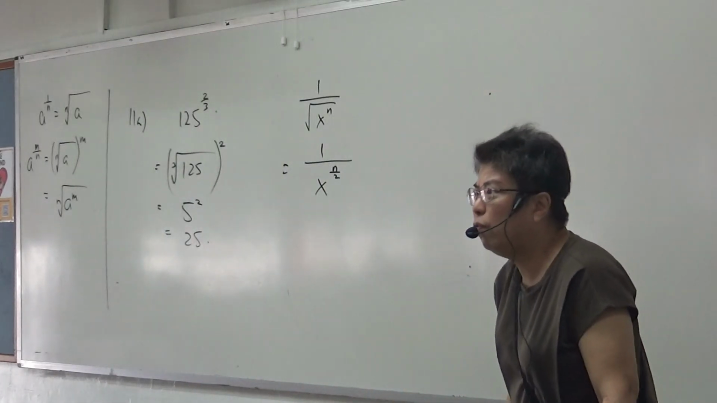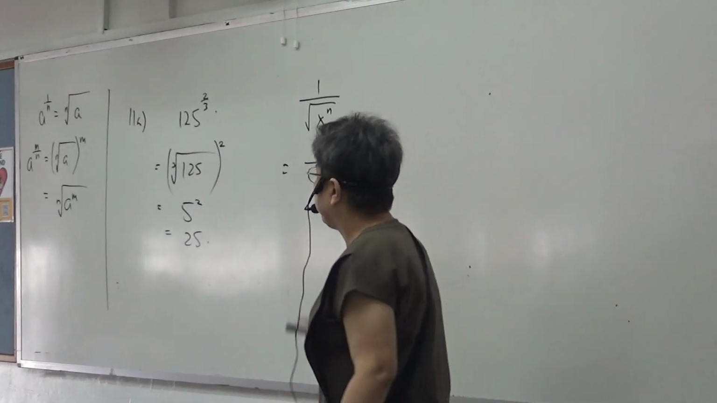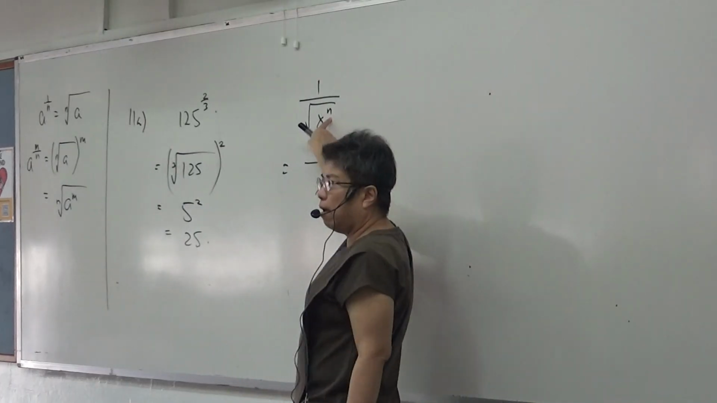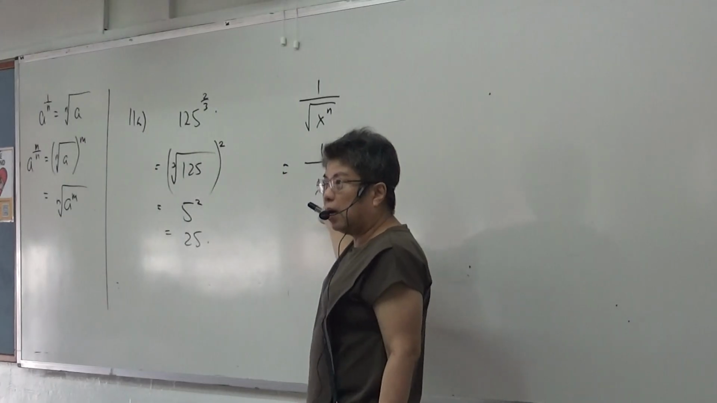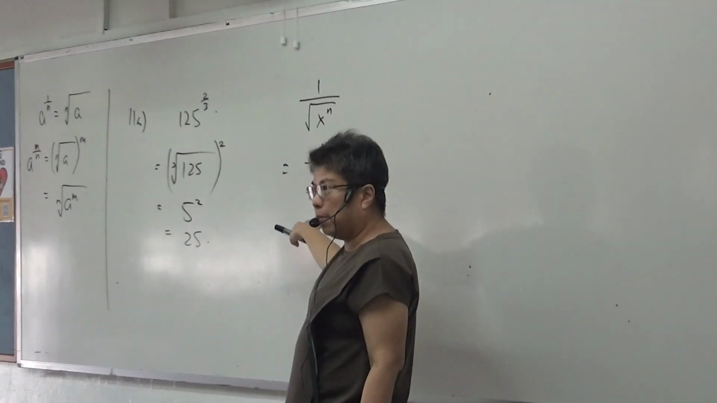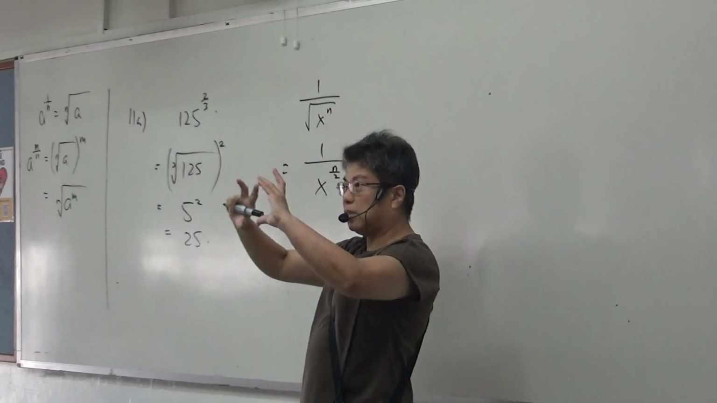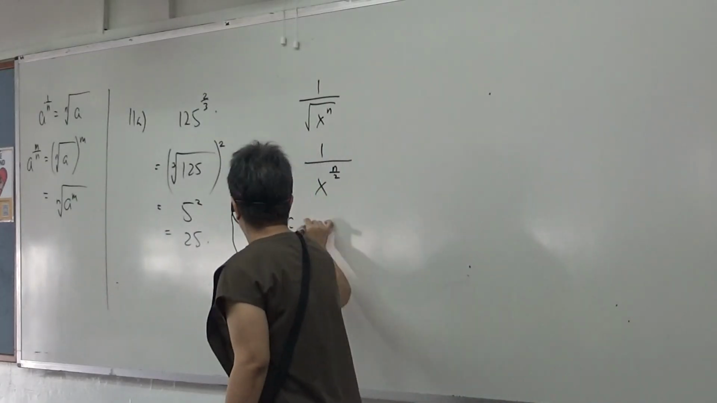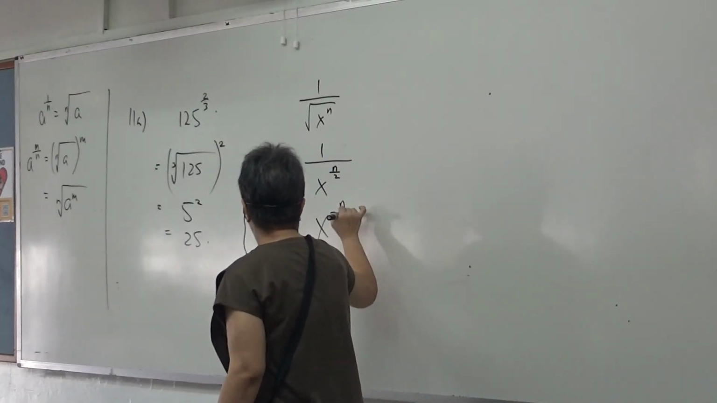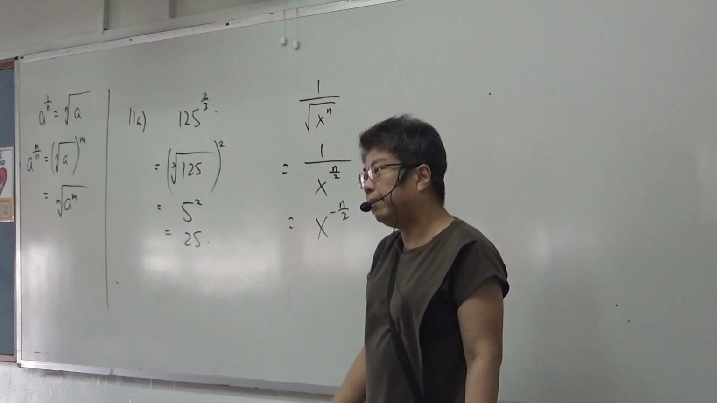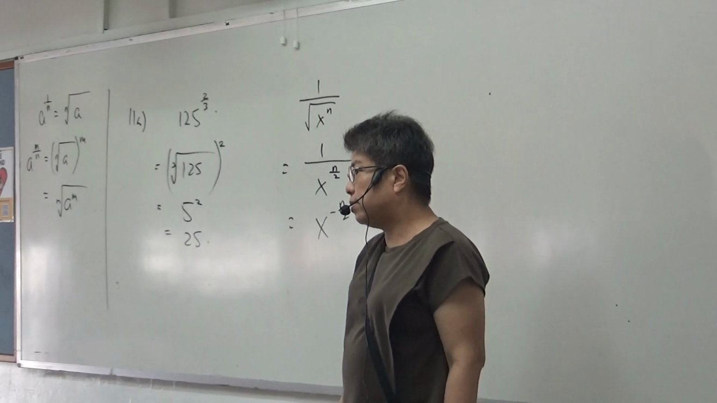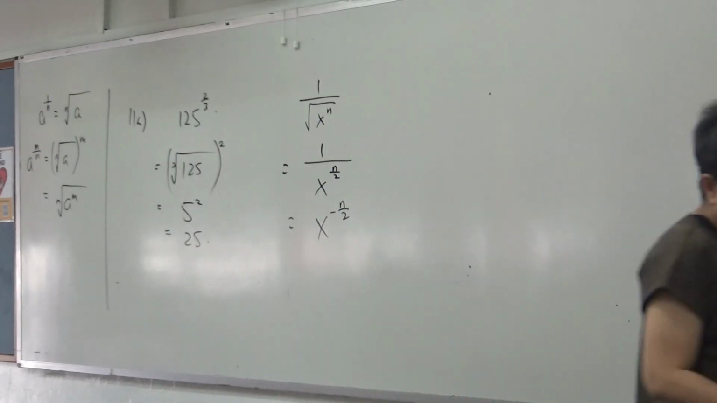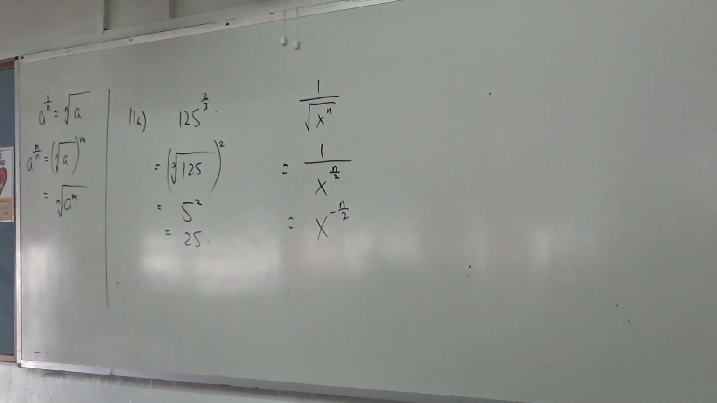How come it's n over 2? Formula what? Power n and root 2. I told you the root must be the denominator. Now, if I don't want to write it in the below, I want to write it as 1 base. What do I do? X power negative n over 2. Correct? It's the same thing, right? They are equivalent. Am I right? So, this is expressing your answer in index form.